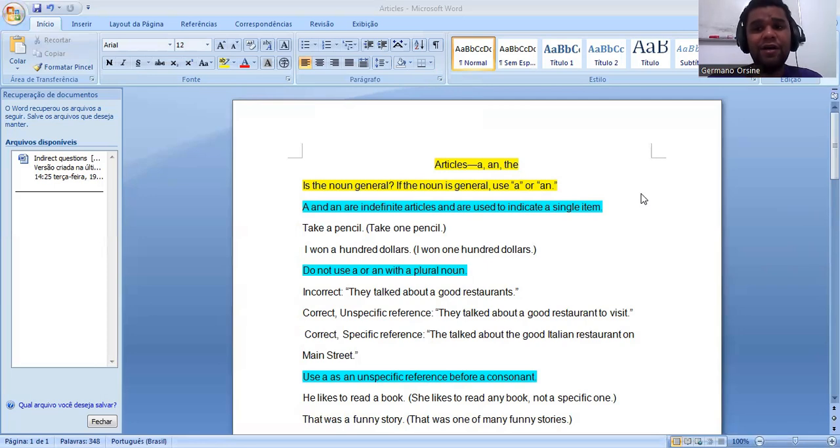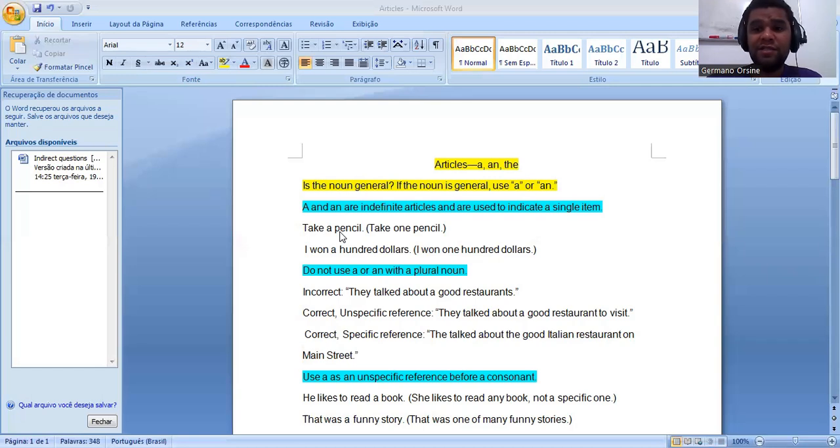And the indefinite articles that we have in English are a and an. Okay, so a and an are indefinite articles and are used to indicate a single item. Let's see some examples. Take a pencil. Take a pencil, or take one pencil. Why are we using the indefinite article in this case?